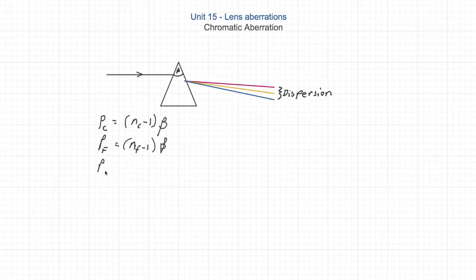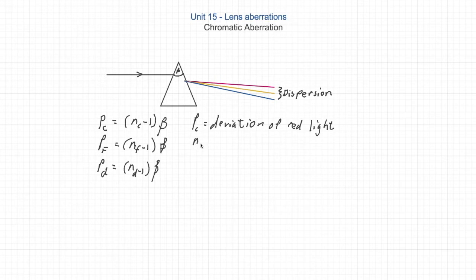If you recall unit 6 on prisms, the deviation of a prism equals n minus 1 times beta, the refracting angle of the prism. And to calculate the deviation of these different colors, you substitute the index of refraction of the prism for red, for blue, and for yellow. The letters that designate those colors are C for red, F for blue, and D for yellow.